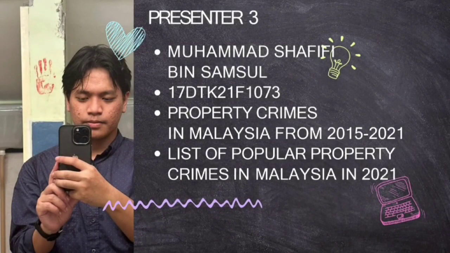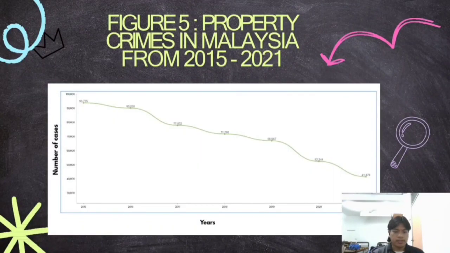Assalamualaikum and hi, my name is Muhammad Shafifi bin Samsul and my matrix number is F1073, and today I will be explaining about property crimes in Malaysia from 2015 until 2021, and also the list of popular property crimes in Malaysia in 2021. As you can see, the data analysis is in a line graph, and figure 5 shows the property crimes happening in Malaysia from 2015 until 2021. There were about 500,000 cases involved. This was carried out for 7 years.